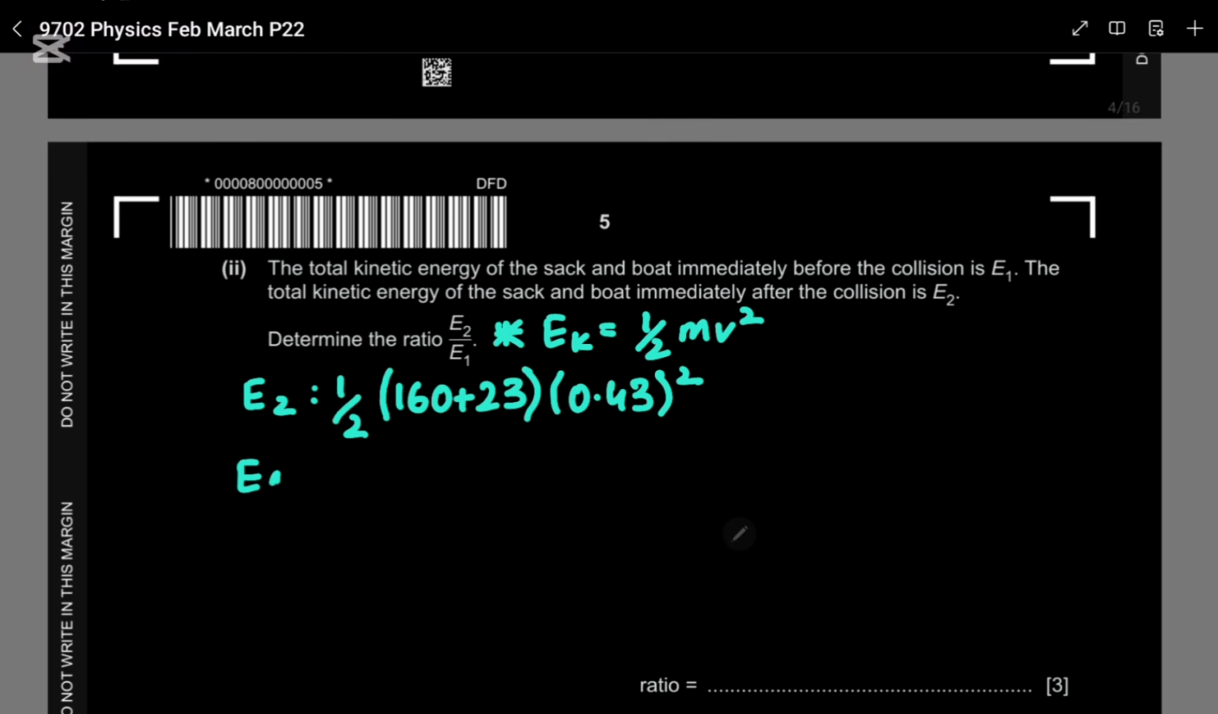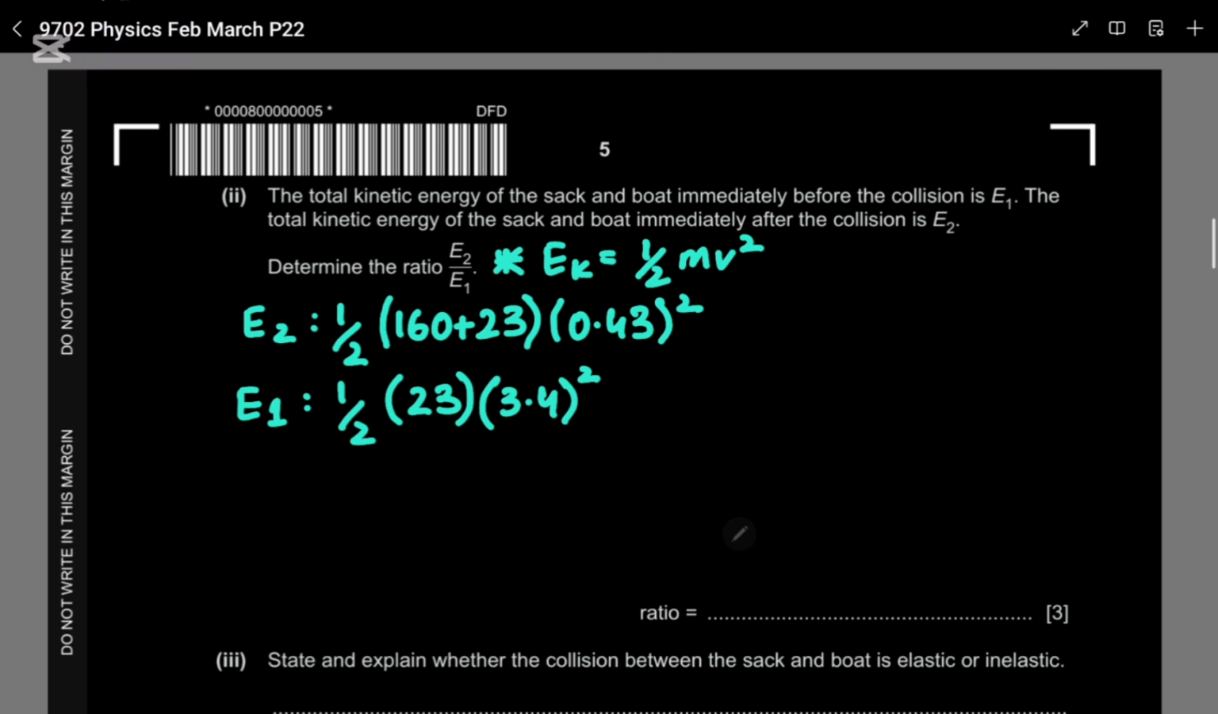Now let's find E1. The boat was at rest, so it will have zero kinetic energy, whereas the sac has half into m of sac, which is 23, into velocity of sac, which was 3.4 whole squared. So E2 over E1, just substitute them. Just put this into your calculator.